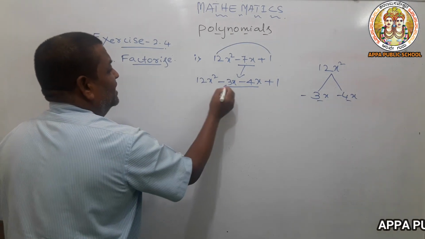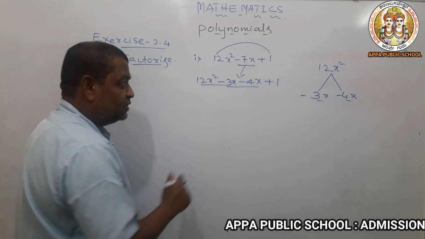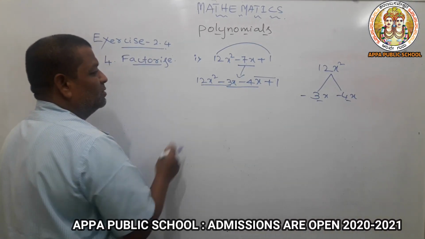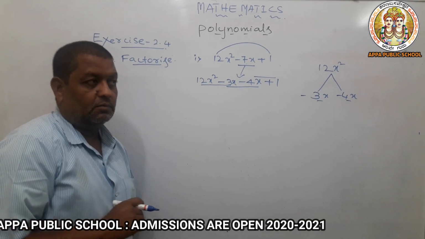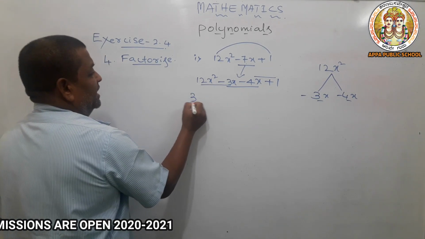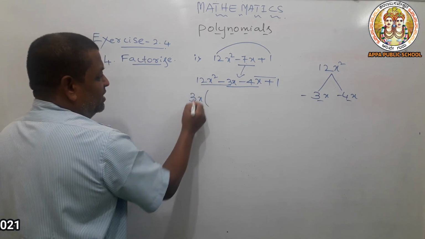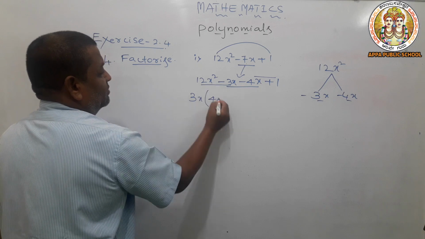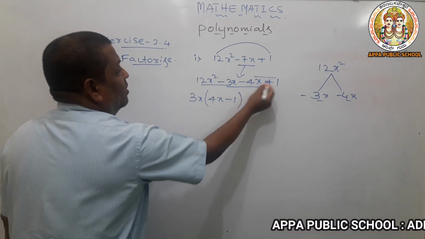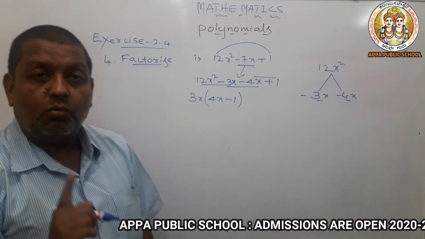Right. What is next? We need to find the common factor between these two and these two. What is common in these two? The highest common is 3x. We need to divide this: 3 fours are 12, x square by x gives 4x. Minus 3x, 1 times 3x. So what is common here? Nothing. Nothing means 1.